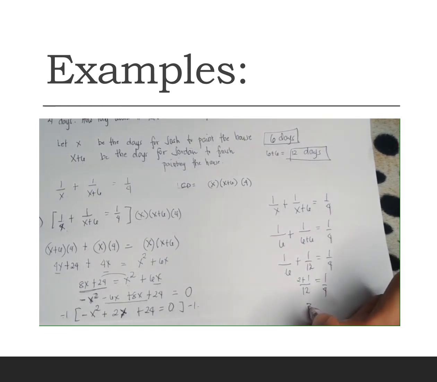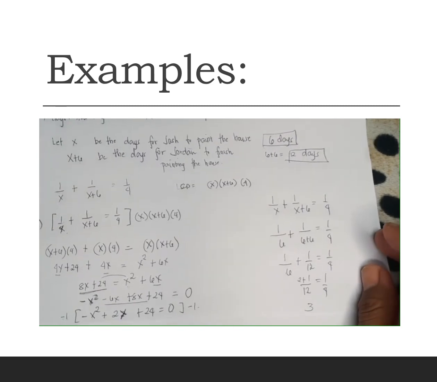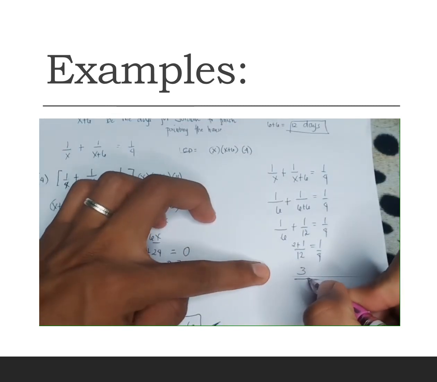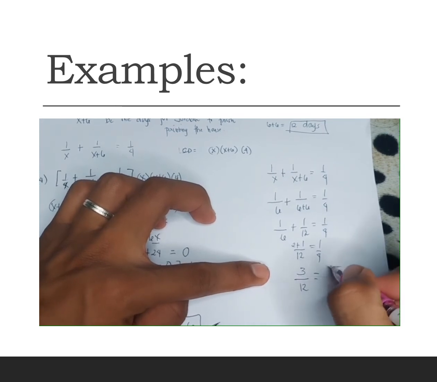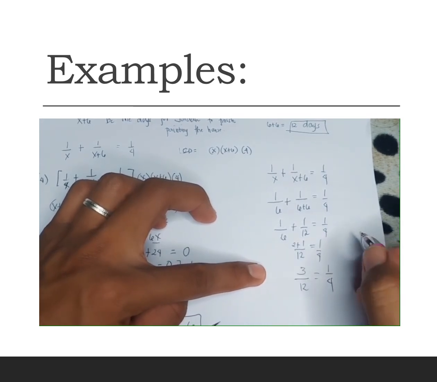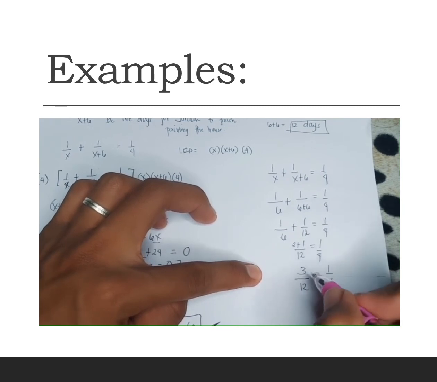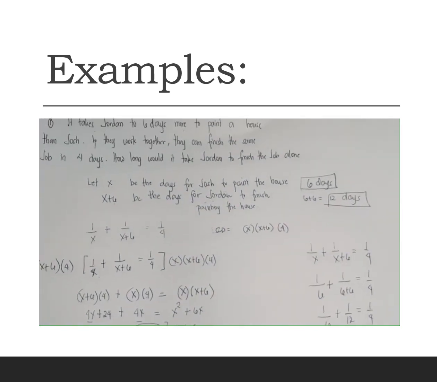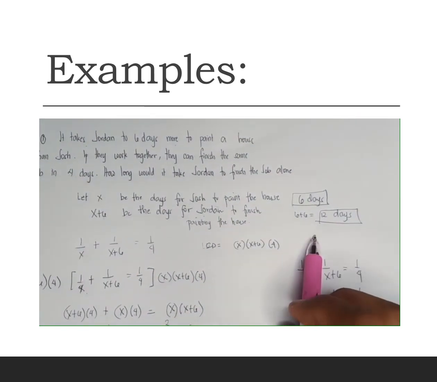So we have now 3 over 12 is equal to 1 over 4. Are they equal? Let's see. 3 times 4 is 12. 12 times 1 is equal to 12 using the cross multiplication. Are they equal? Yes, so therefore, our answers 6 days and 12 days are correct.